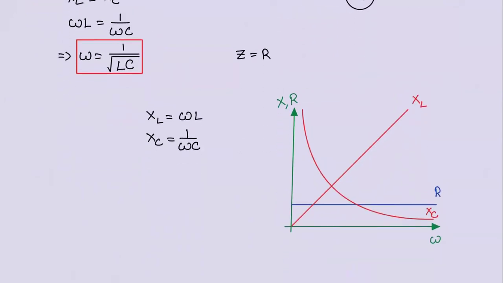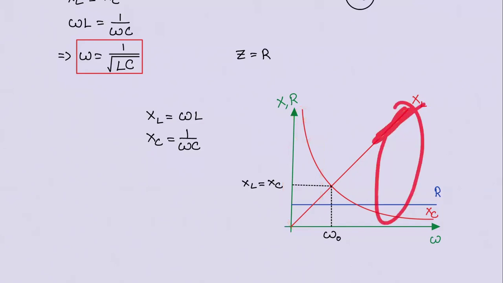But if you observe closely, at one particular frequency, both are allowing moderately or both are blocking moderately. That frequency is called resonance frequency. At that point, XL is equal to XC. Below resonance frequency, capacitor is blocking, so it's a capacitive circuit. Above resonance frequency, inductor is blocking, so it is an inductive circuit. Exactly at resonance, it is a pure resistive circuit.